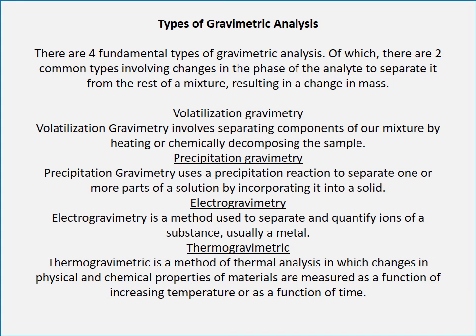Next, we have electrogravimetry. Electrogravimetry is a method used to separate and quantify ions of a substance, usually a metal. Next, we have thermogravimetric analysis. It is a method of thermal analysis in which changes in physical and chemical properties of materials are measured as a function of increasing temperature or as a function of time.